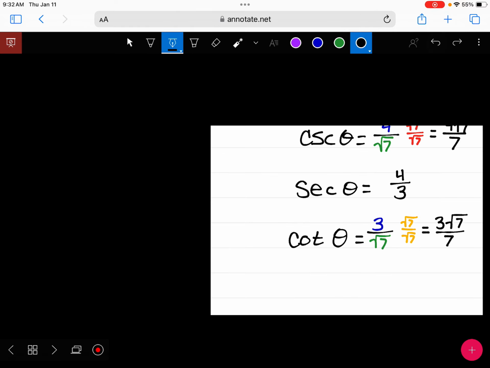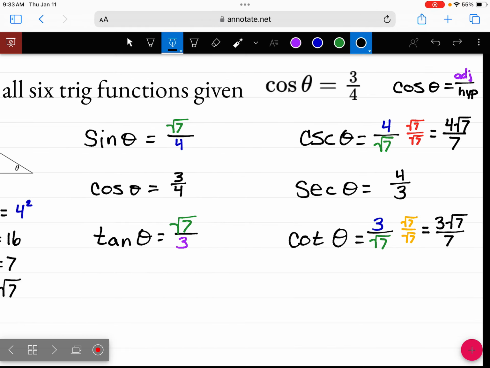Okay. So you found all 6 trig functions. Yay! I don't know why my voice went all squeaky on that one. I'm like rocking a baritone today. I don't know what's going on.